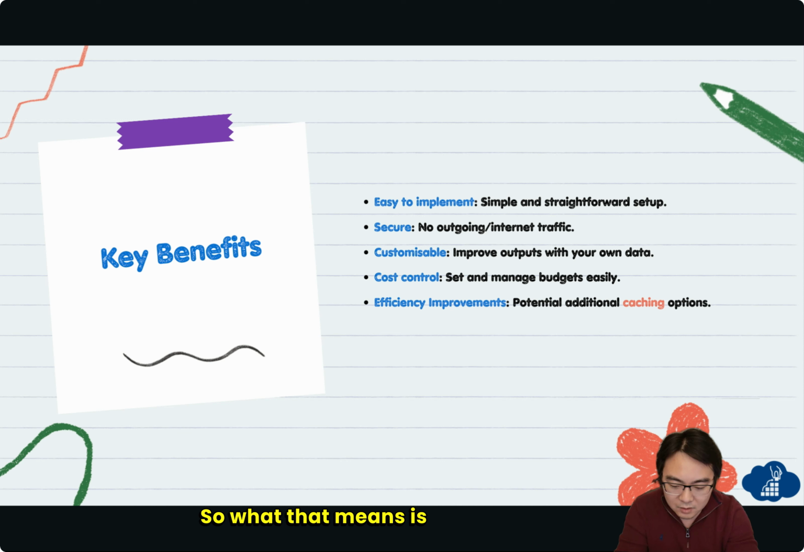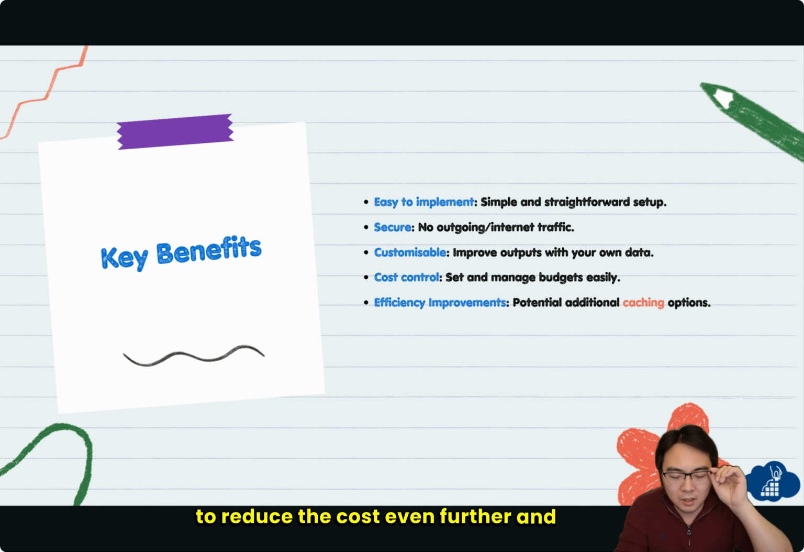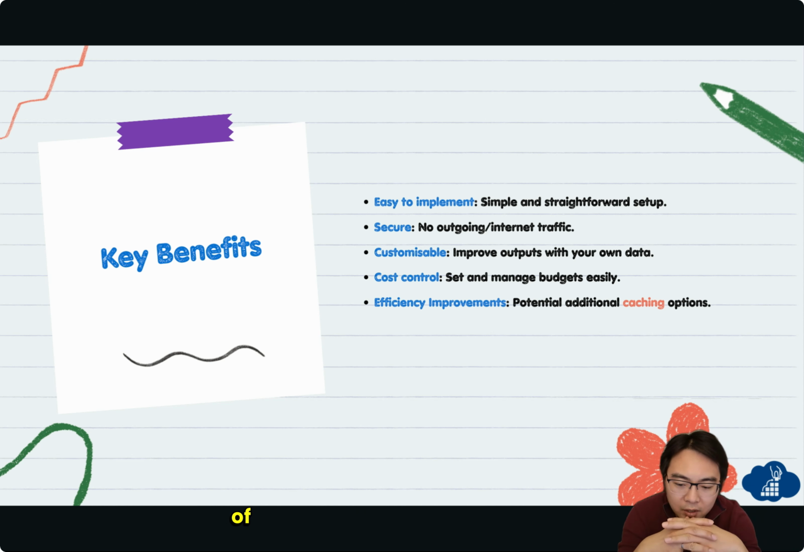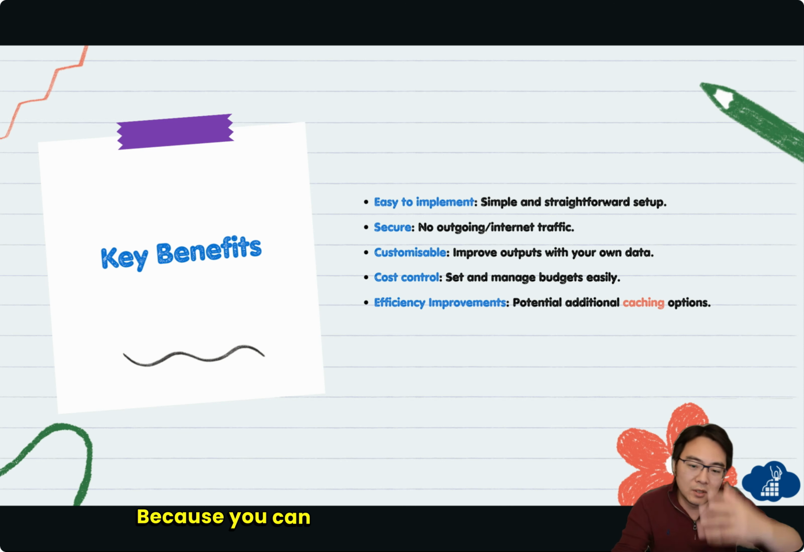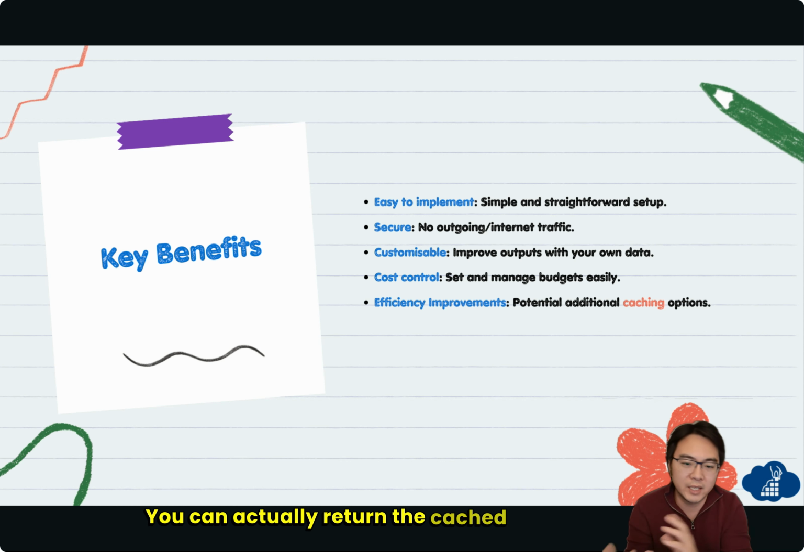What that means is you can create very sophisticated applications to cache the prompt to reduce the cost even further, and then cache the results of the prompt, right? And you can compare the similarity of the prompts that people are asking, and the results, because you can store these in a vector database to do it there instead of doing it here. Because using GPU is very, very expensive to always get LLMs to calculate everything. But if you have popular answers, similar answers, you don't always have to hit the GPU or the Cloud Run service, you can return the cached version, right?